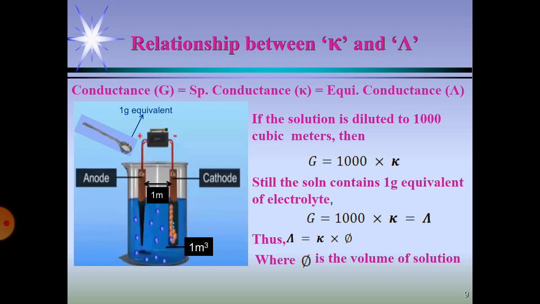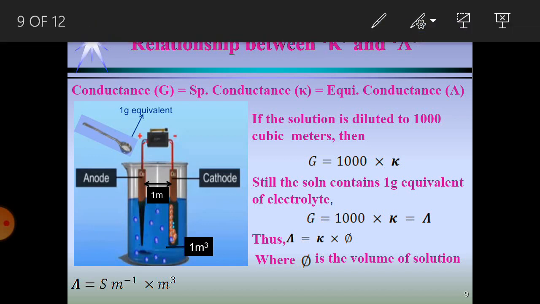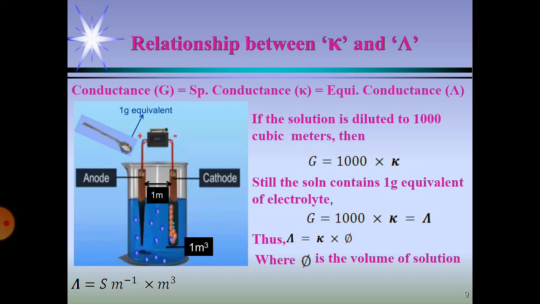And to get the unit for lambda, let us substitute the units of kappa and V. So, lambda is equal to Siemens per meter into meter cube. That means lambda is equal to Siemens meter power minus 1 into meter cube, which will be meter square. So, I am getting the unit of equivalent conductance lambda as Siemens meter square.